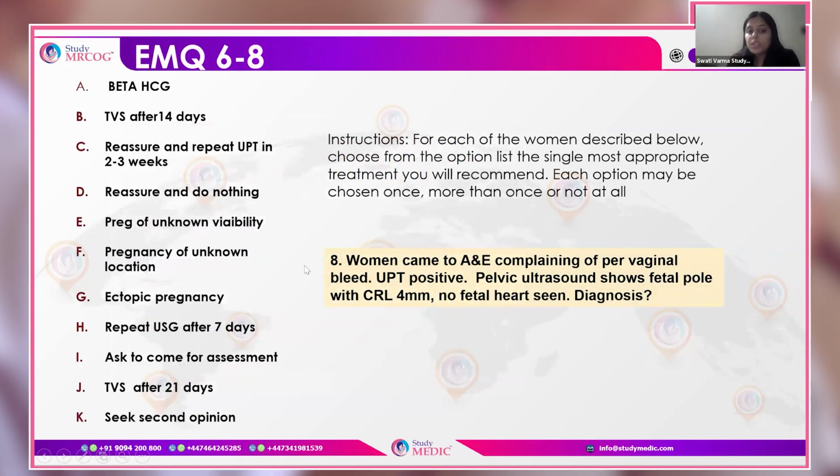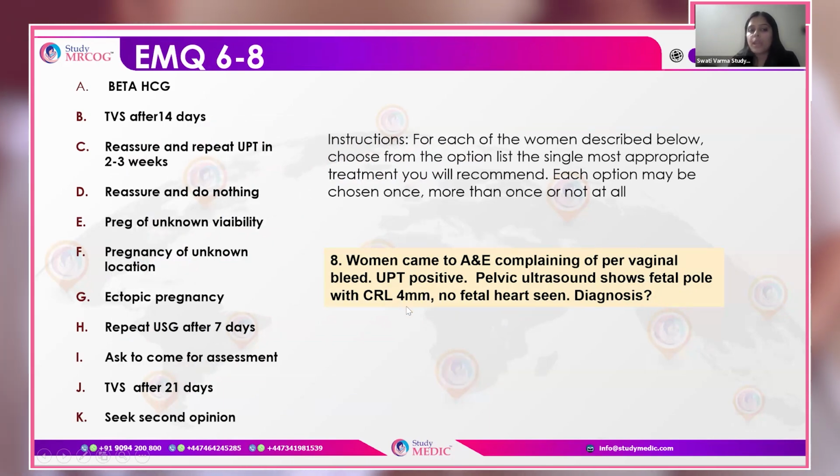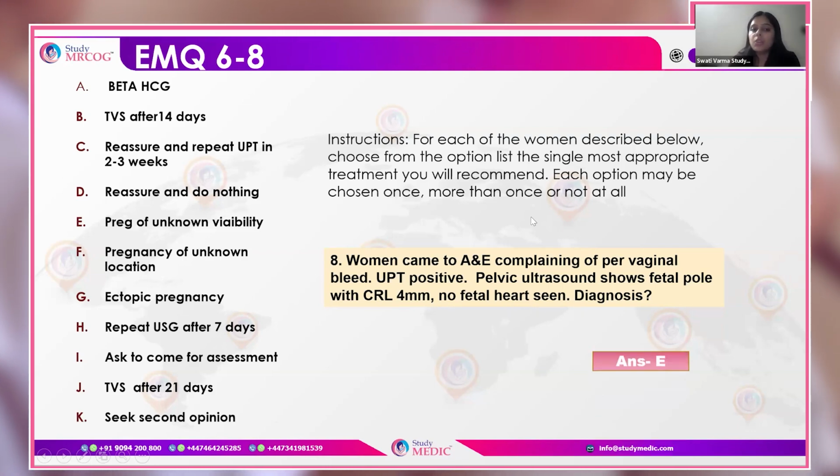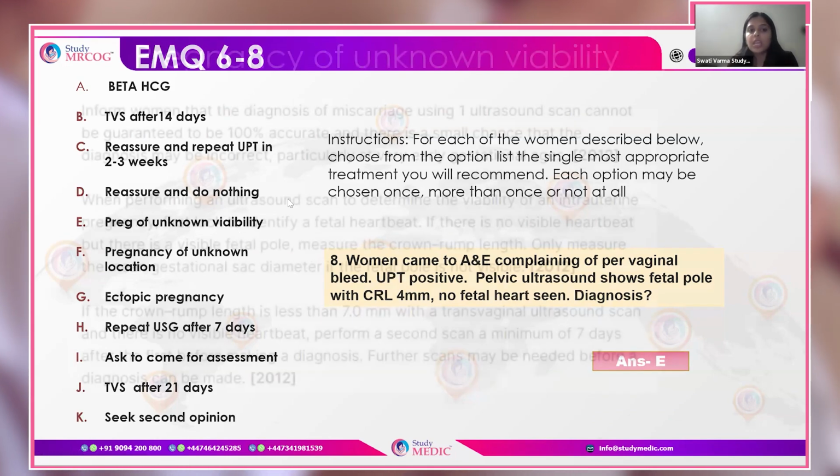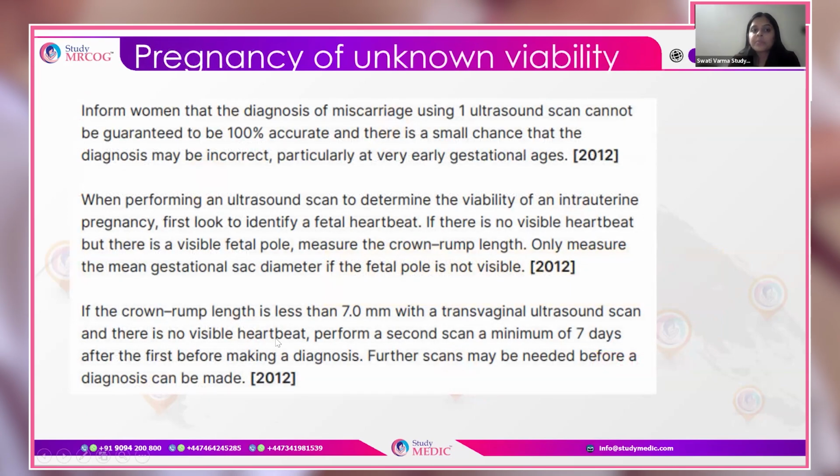Coming to the 8th question, a woman came to emergency complaining of per vaginal bleed, UPT positive, ultrasound showed fetal pole CRL 4 mm, no fetal heart seen. So the diagnosis here would be pregnancy of unknown viability because CRL is 4 mm. It has not reached 7 mm yet, so we can't be sure of the viability. If we are unsure, it becomes pregnancy of unknown viability, as we already discussed.